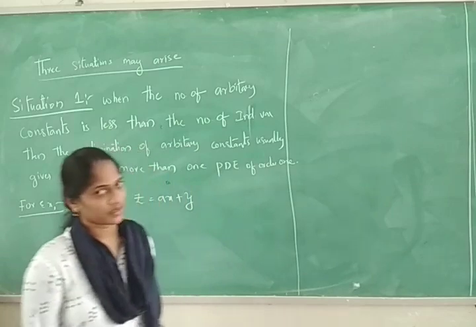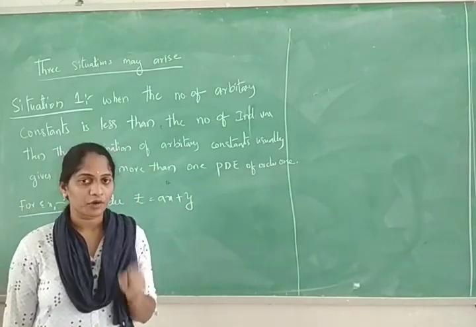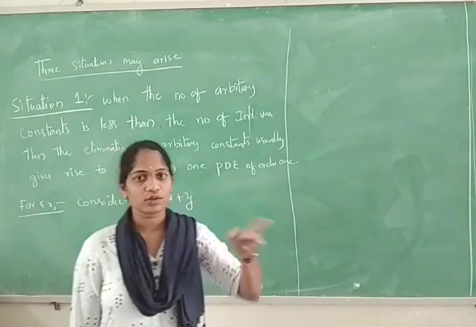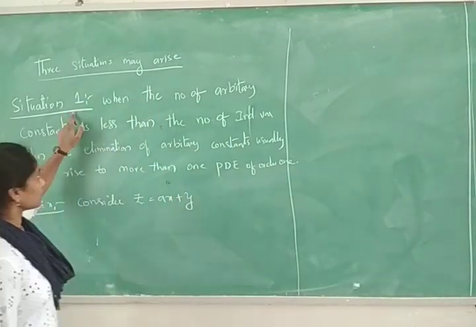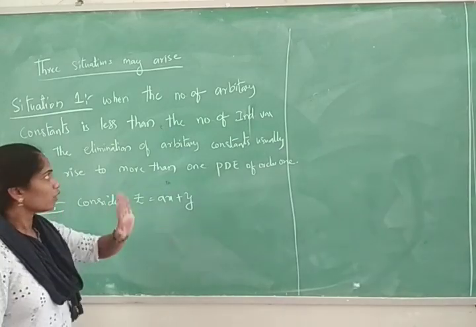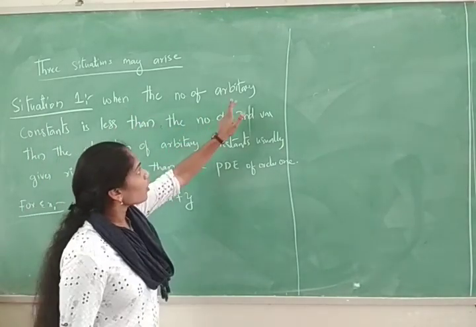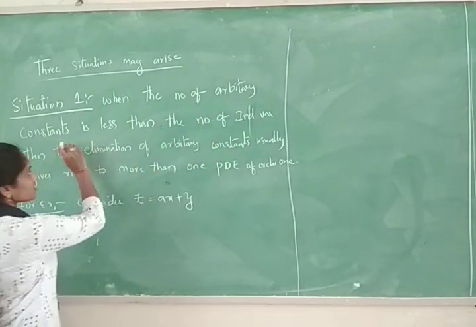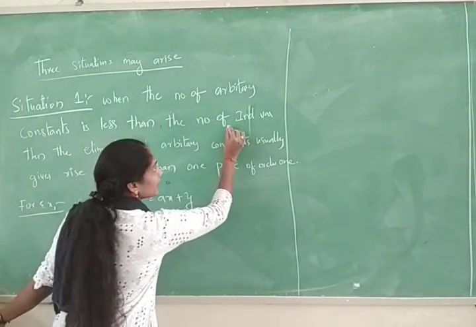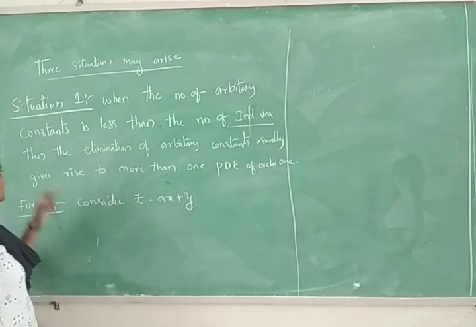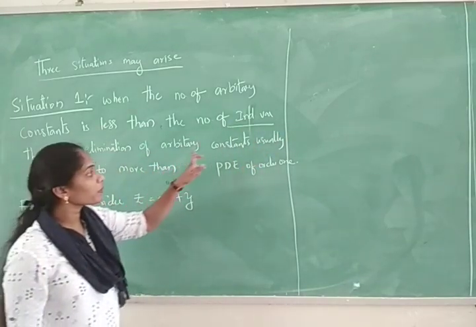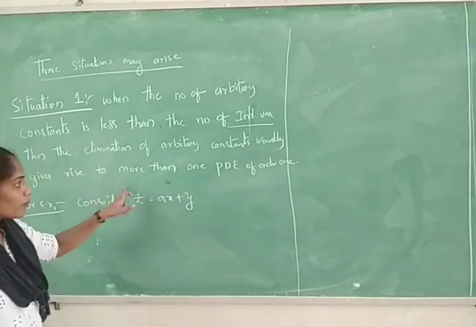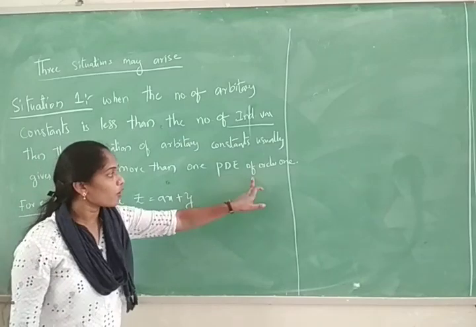So now, three situations in the formation of arbitrary constants elimination. Three situations may arise. Now I told you, right? The first situation is, first I will read it out. When the number of arbitrary constants is less than the number of independent variables, then the elimination of arbitrary constants usually gives rise to more than one PDE of order 1.